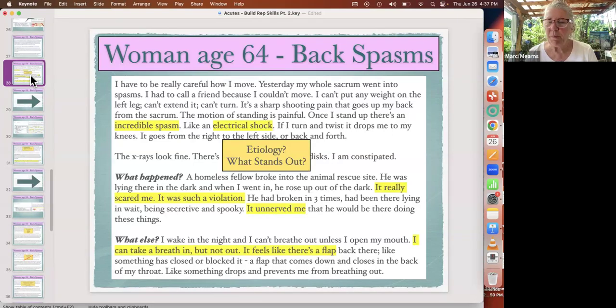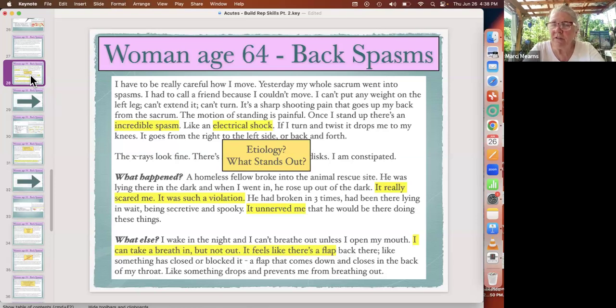Okay, the incredible spasm and electric shock stood out to me. I mean, we get reports of electric shock kinds of things all the time, but this is pretty extreme, right? What happened? Here's the etiology. It really scared me. It was such a violation. It unnerved me. So this whole thing came about after she had the scare with the guy jumping up and scaring her, coming out of the dark at the rescue shelter. And then there's this funny thing that seems completely unrelated.